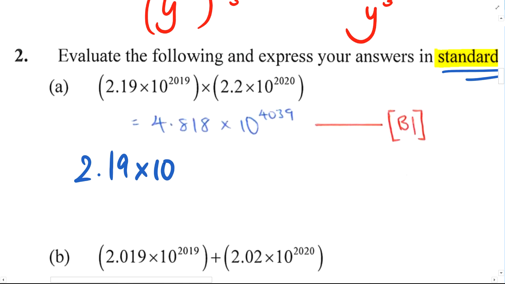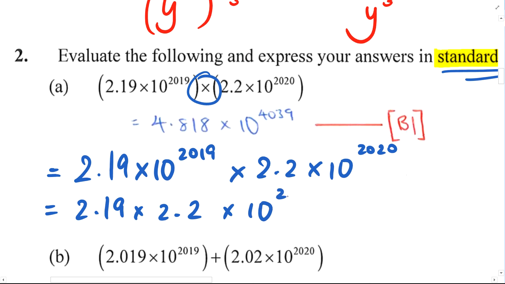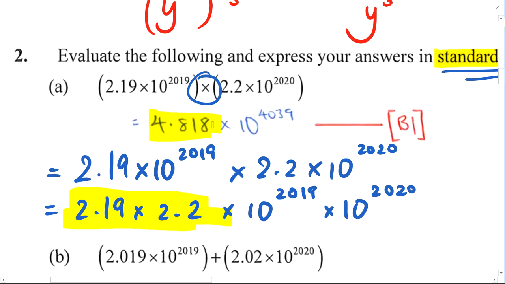2.19 times 10 to the power of 2019. The bracket over here with a multiply is simply multiplied. 2.2 times 10 to the power of 2020. See, we're multiplying everything. The order does not matter. So what we can do is 2.19 times 2.2 times 10 to the power of 2019 times 10 to the power of 2020. We can evaluate this with our calculators to give us 4.818.